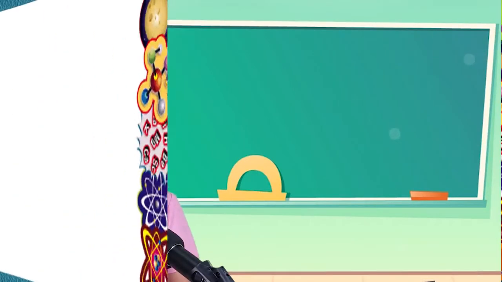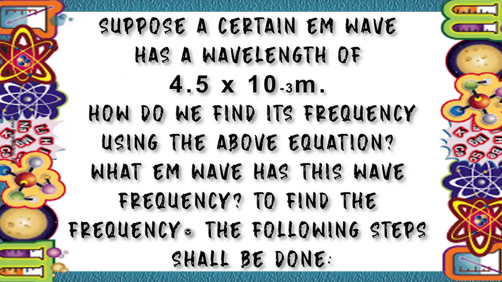Let us have an example problem using the wave equation. Suppose a certain electromagnetic wave has a wavelength of 4.5×10⁻³ meters. How do we find its frequency using the wave equation? What electromagnetic wave has this wave frequency? To find the frequency, the following steps shall be done.